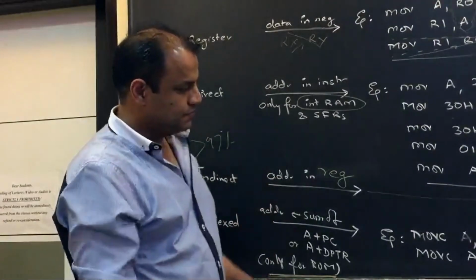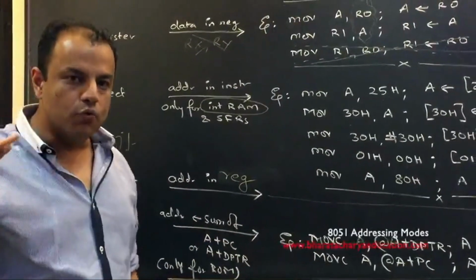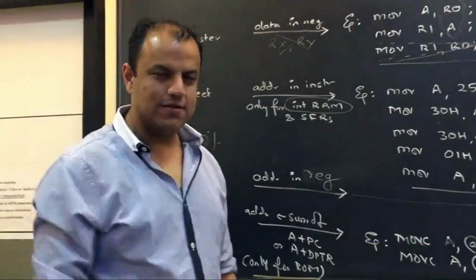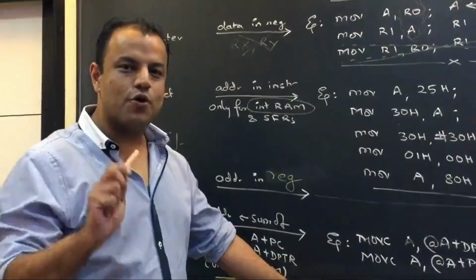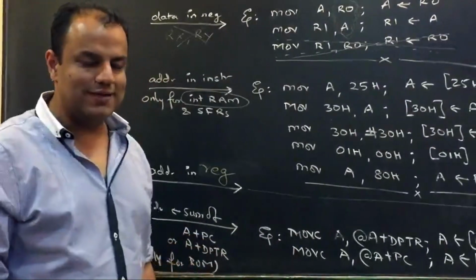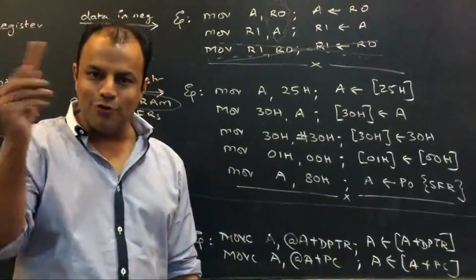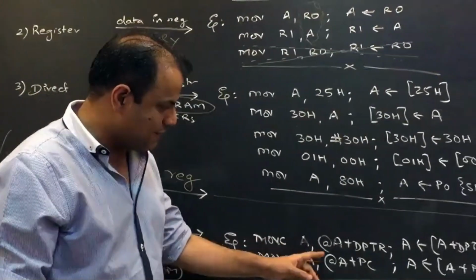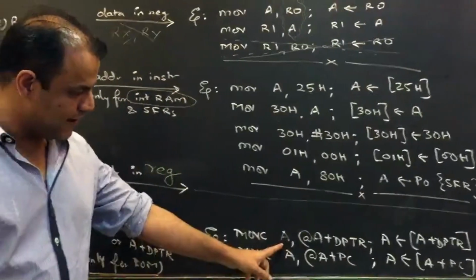Let's see an example. MOVC. Now, MOV is for internal RAM. MOVX is for external RAM. MOVC is for ROM. So when you write MOVC, the C stands for code memory, as ROM is also called code memory. ROM is used to store programs. So for that code memory, the C comes. Anyways, so MOVC A, @A+DPTR. Who gets the data? A.